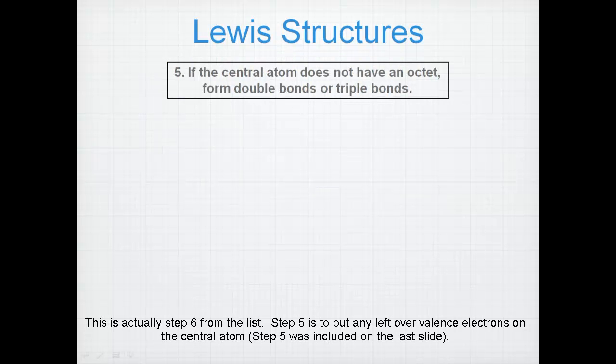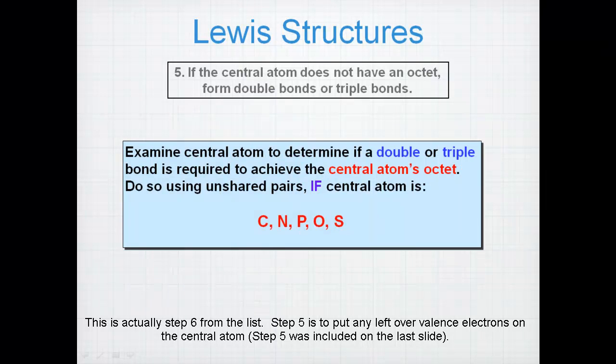If the central atom does not have an octet, then you need to start forming double bonds between the central atom and the outer element. Examine central atoms to determine if a double or triple bond is required to achieve the central atom's octet. Do so using unshared pairs if the central atom is carbon, nitrogen, phosphorus, oxygen, or sulfur.